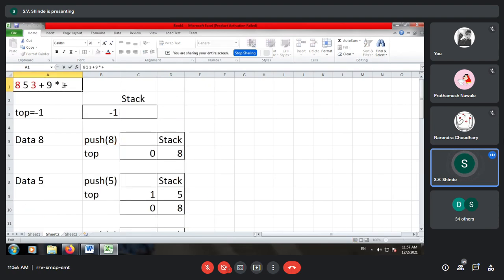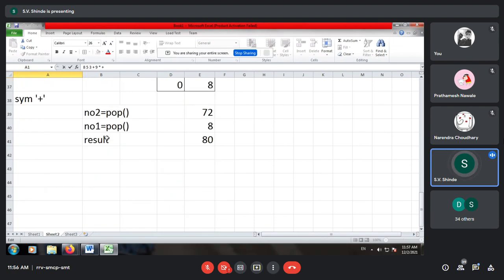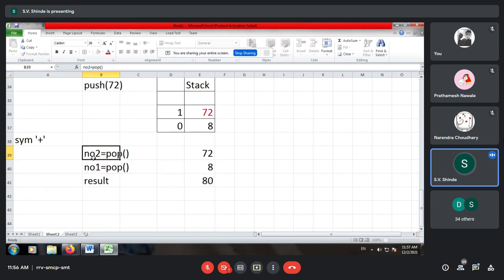So over here we scan for the symbol, we get plus. So whenever we get a mathematical operator, we have to pop two things from the stack. So first we pop 72, then we pop 8, and we perform the operation. That is nothing but 72 plus 8 is 80. So this was our final result. As now stack will be empty. So when you pop these two values, your stack will be empty.